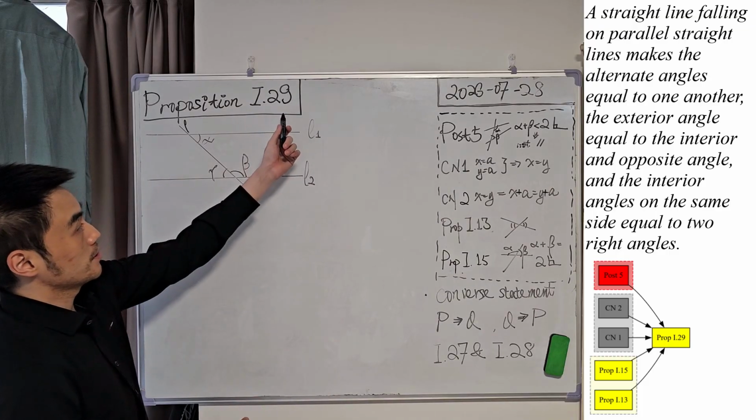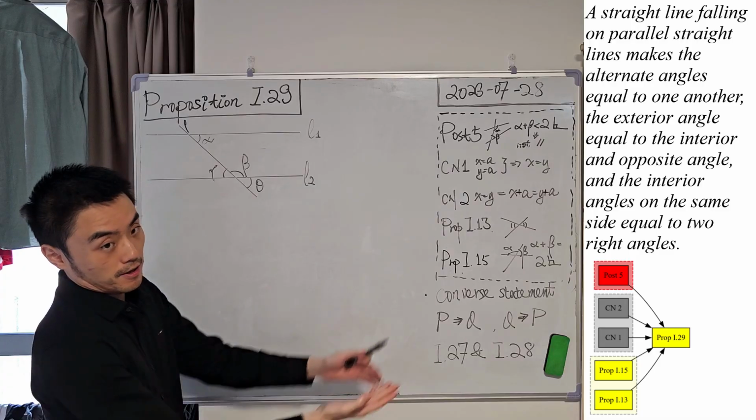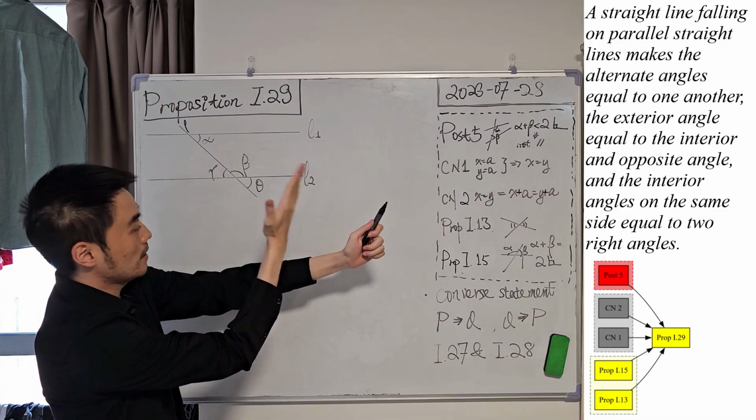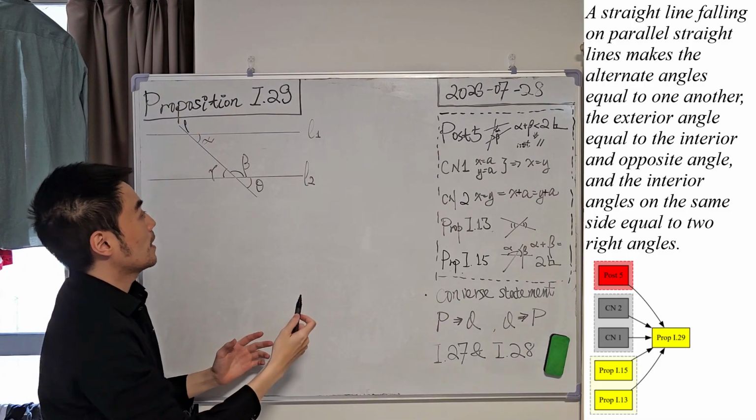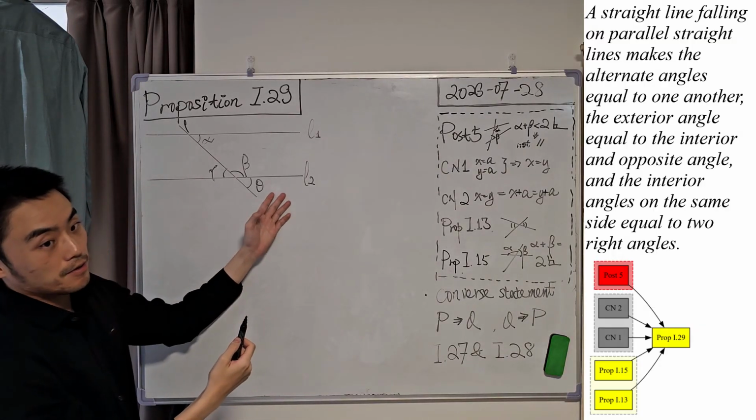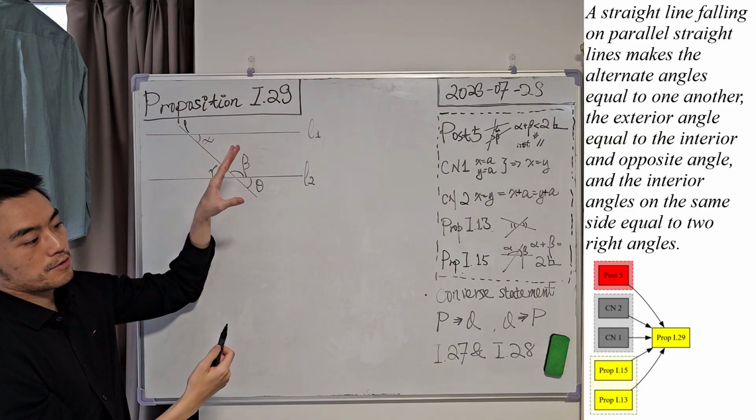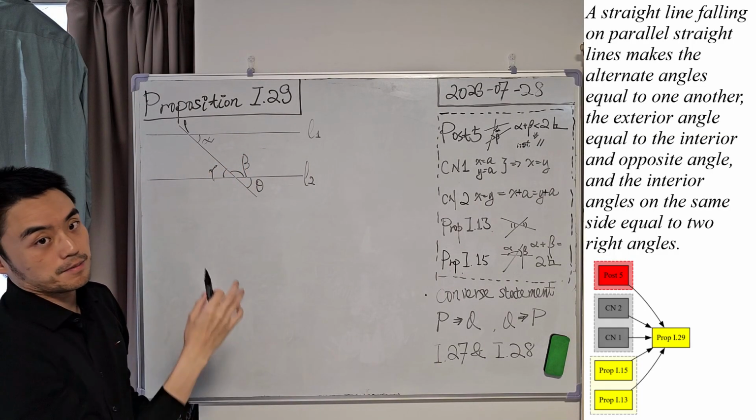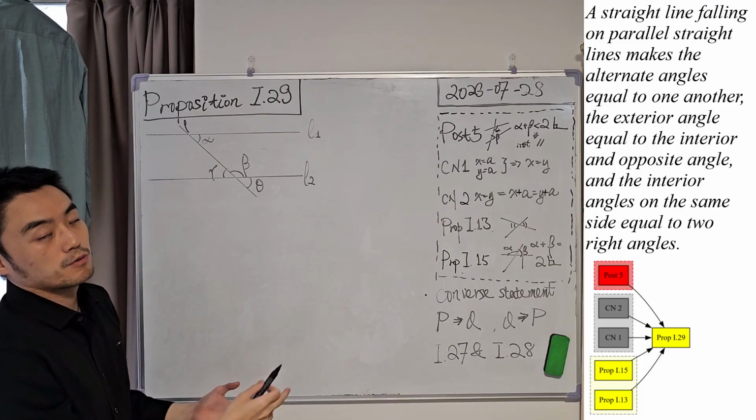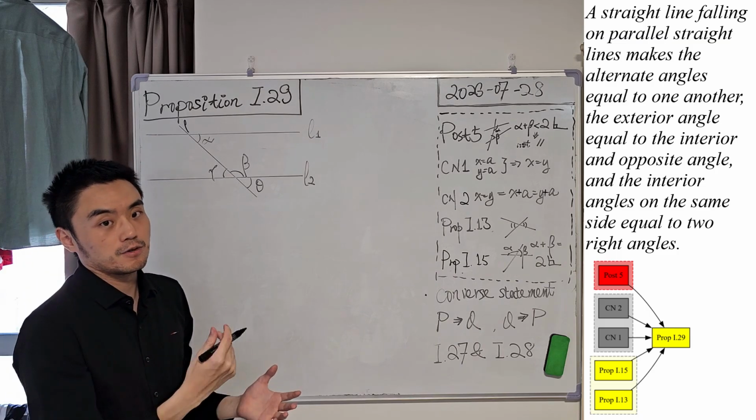This proposition declares that if we are given two parallel straight lines and another straight line cutting them, then the exterior angle is equal to the opposite interior angle, the sum of two interior angles from the same side will be equal to two right angles, and the alternate angles will be equal.